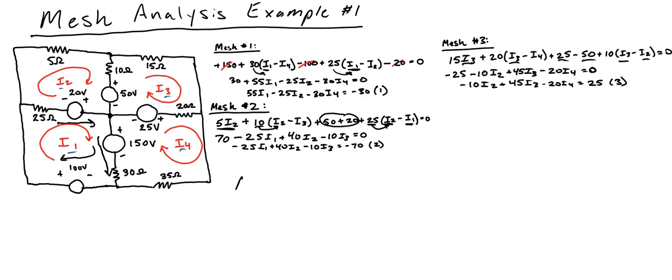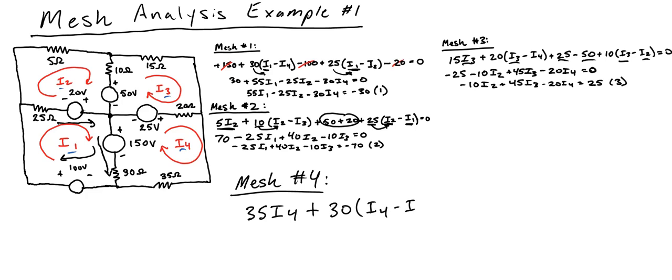All right, finally, mesh 4. Starting with the 35 ohm resistor, we have 35 I4, going to the 30 ohm resistor, plus 30 times I4 minus I1, through the negative terminal of the 150 volt source, so minus 150. Again, through the negative terminal of the 25 volt source, so minus 25. And then finally ending up with the 20 ohm resistor, so plus 20 times I4 minus I3.